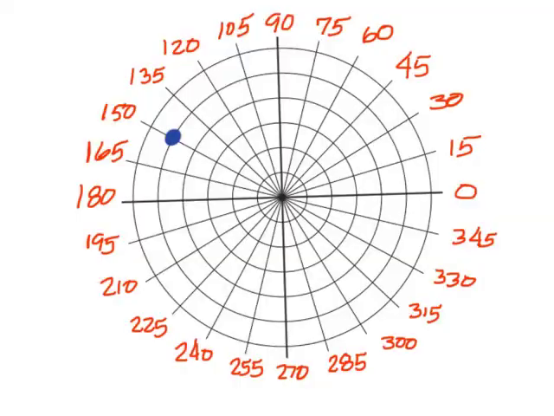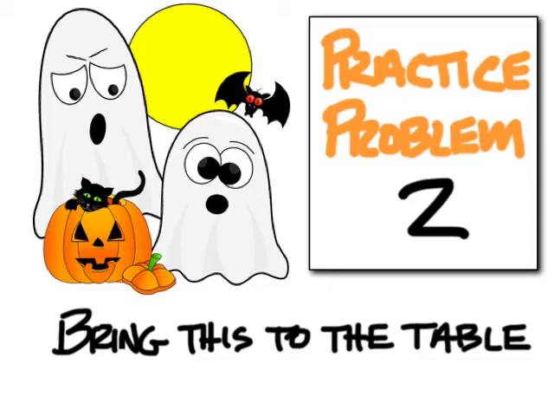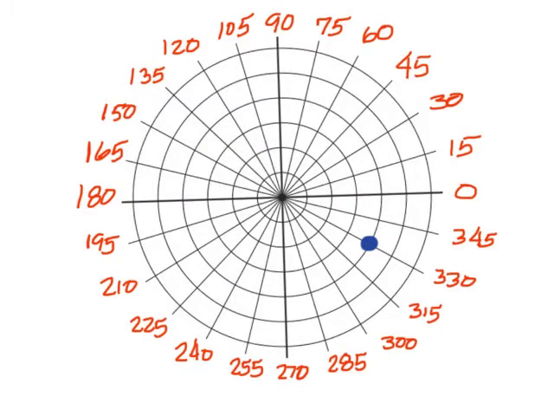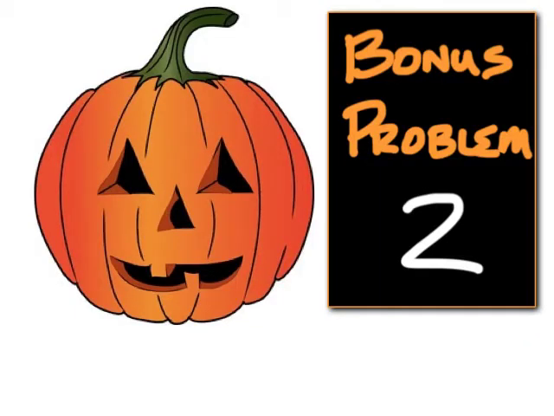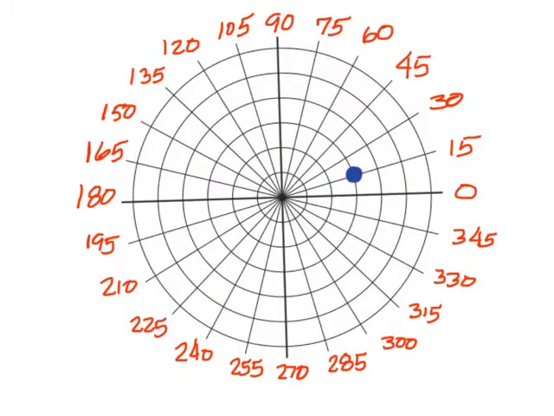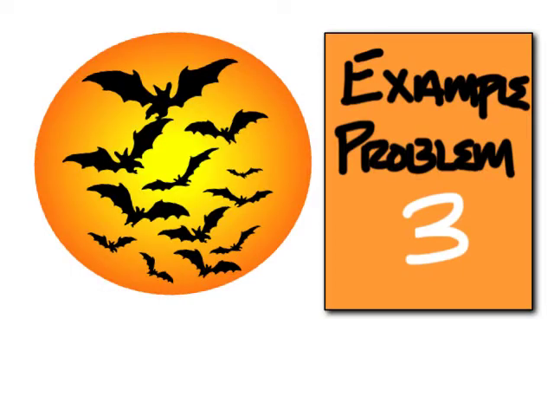Bonus problem number 1. Should be 5 and 150. Practice problem number 2. Solution to the practice is that it goes out 1, 2, 3, 4, so it should be 4, 30. Bonus number 2. On this one, the answer should be 3, 15.